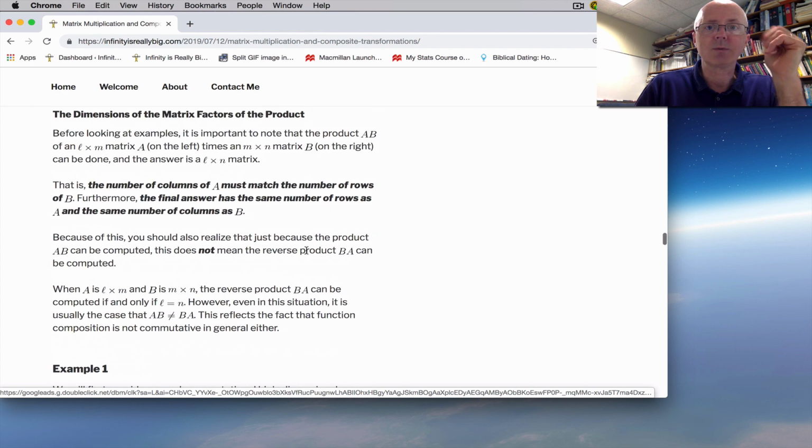Before we look at the examples, which do get visual, except the first example. The first example is calculational. We should emphasize one final point here.